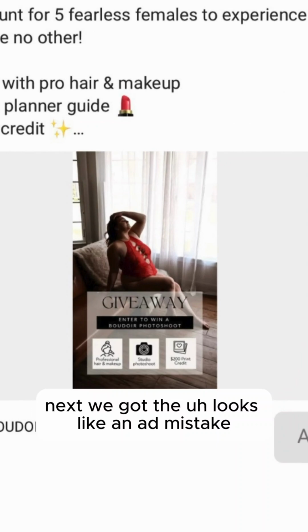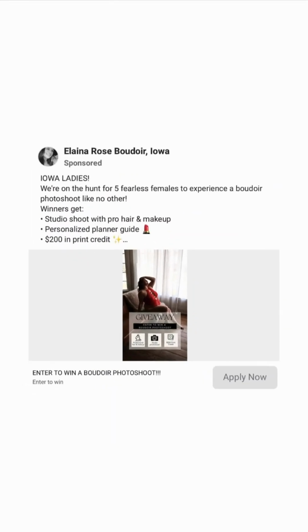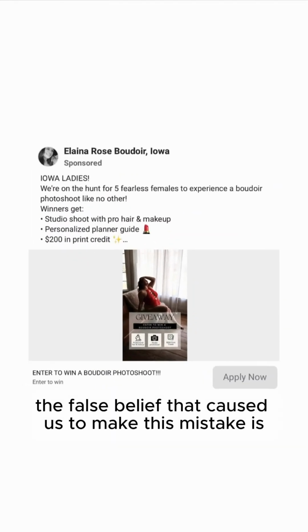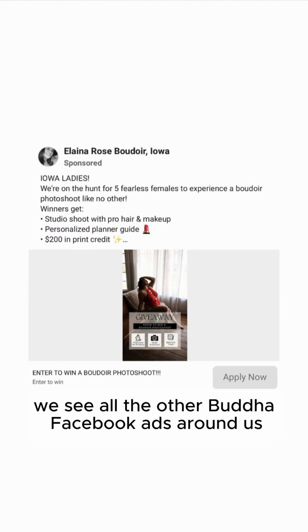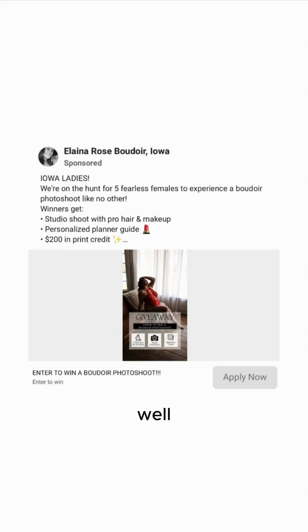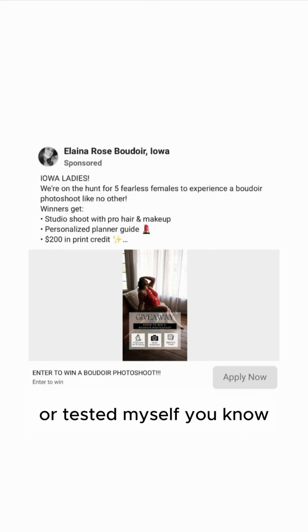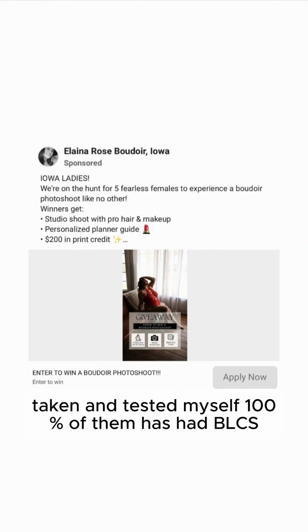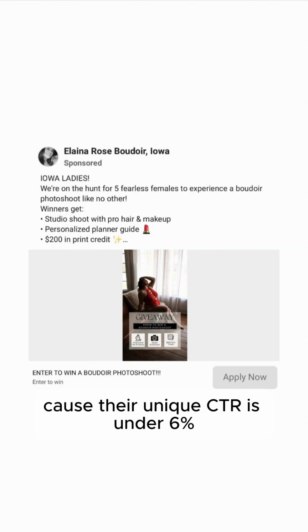Next, we got the looks like an ad mistake. So we got our photo or ad creative looks like an ad. The false belief that caused us to make this mistake is, I mean, we see all the other Boudoir Facebook ads around us. They all look like ads. So everyone can't be wrong, can they? Well, every Boudoir Facebook ad I've seen the back end for or tested myself, 100% of them has had BLCS, Boudoir low click syndrome, because their unique CTRL is under 6%.